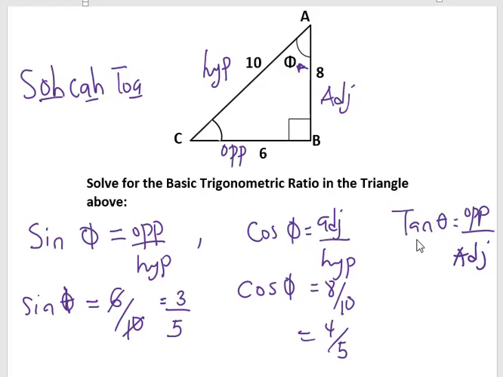And then tan. What is tan? Tan is opposite over adjacent. So what's opposite? 6 over 8, right? Dividing by 2 gives 3 over 4, and we are done. So it's very much simple. Once you pay attention to details, I bet you can definitely solve this.